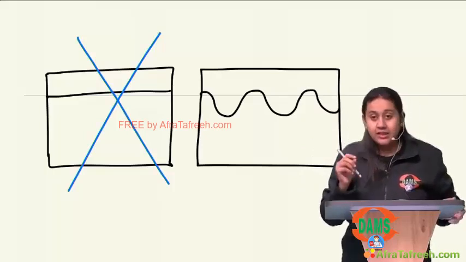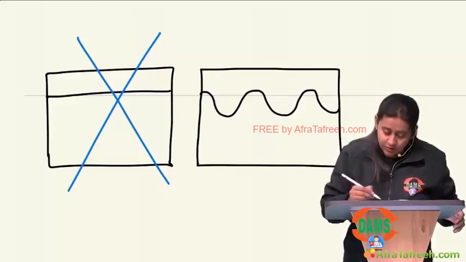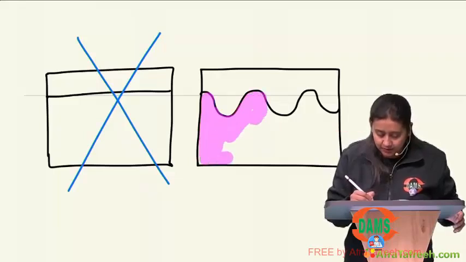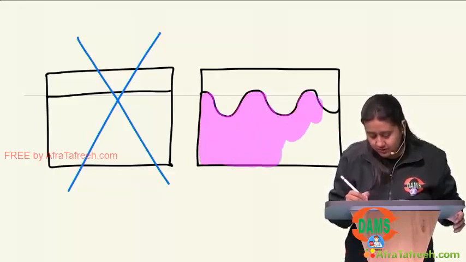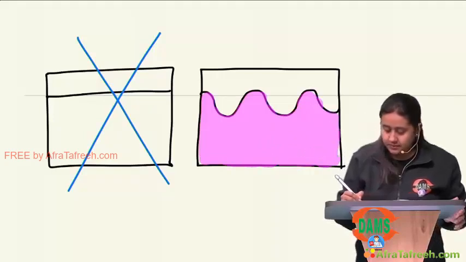Okay, so let us make it a little more clear. I am coloring the dermis with pink. So if you see, there is some pink color which is going up into the epidermis, right? Those upward projections of your dermis are your dermal papilla.